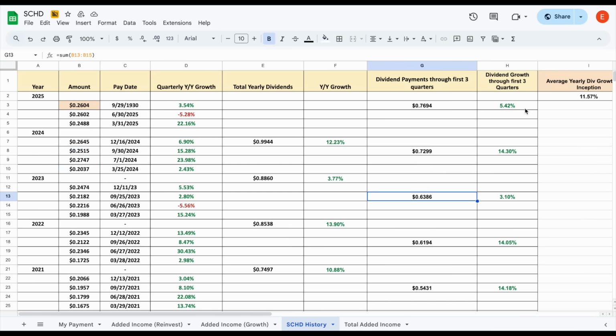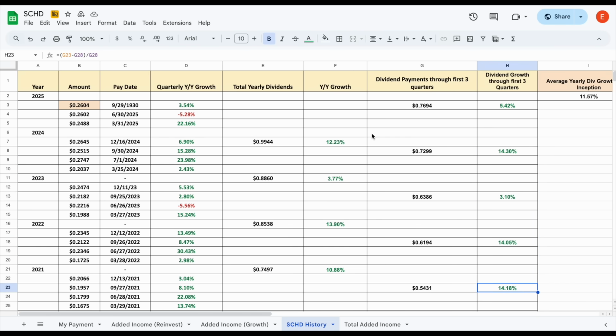So far through the first 3 quarters of the year, the dividend growth for SCHD compared to prior years is about 5.42%. Now, they still have another dividend payout in Q4, which could easily bump this number up even more, but that's a decent start, especially considering last year's dividend growth was extremely high at about 14.3%, and also considering that the last 4 years, 3 of the 4 years, dividend growth was over 14%.